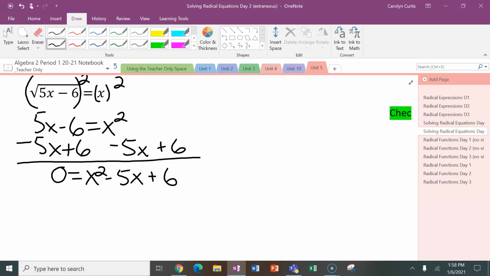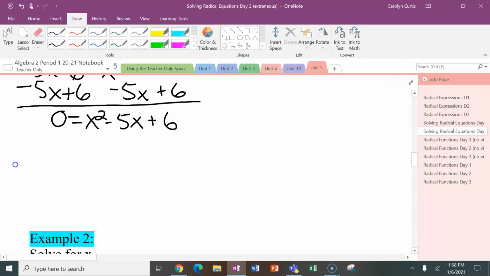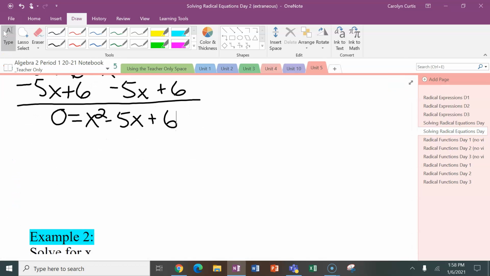So if you recall, when we solved quadratics, we always wanted it to be equal to 0 in order to get the solutions. So we're right back where we were a little while ago with quadratics. We have 0 equals x squared minus 5x plus 6, which is great because now we have strategies that we know to solve this problem. One of the strategies is factoring, and we always want to check if we can factor first because that is the simplest way to solve a quadratic.